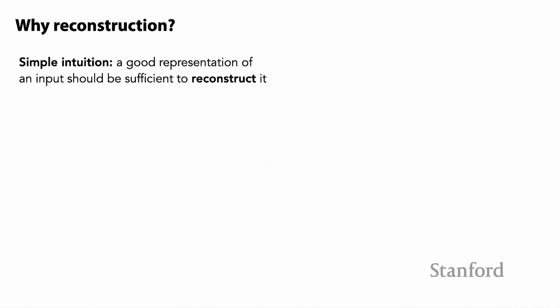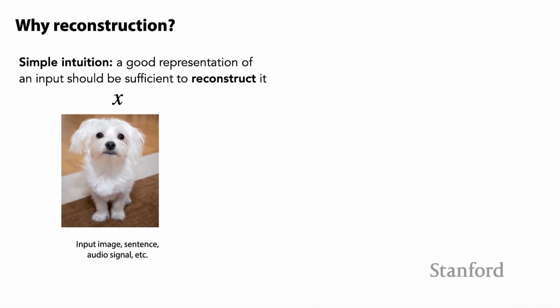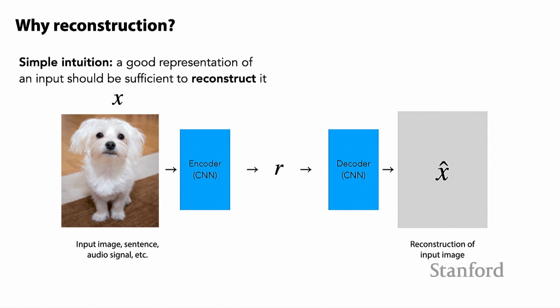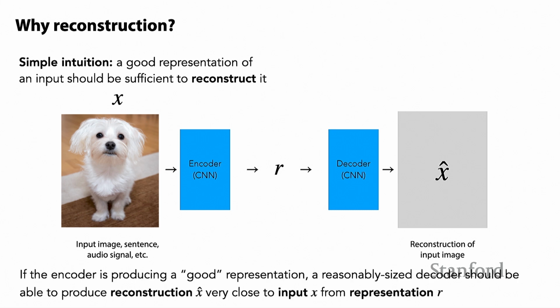The simple intuition for these methods is that a good representation of our data is one that lets us reconstruct it. So if we have some image of this lovely little dog, we might pass it through our encoder to get a representation. And ideally, if we have a good representation, we should be able to decode this representation back into our original input, and ideally with a decoder that's not absolutely massive. It should be a reasonably sized decoder.